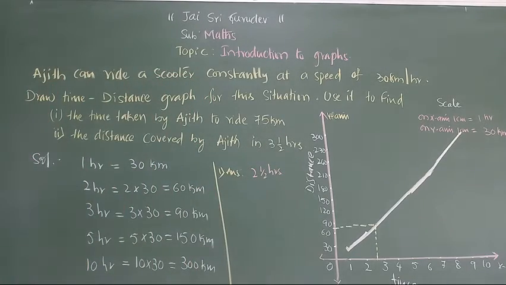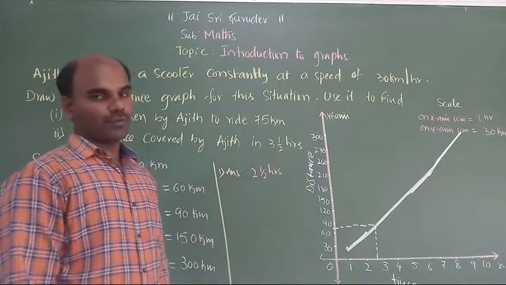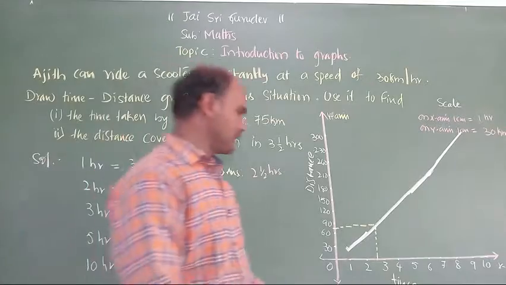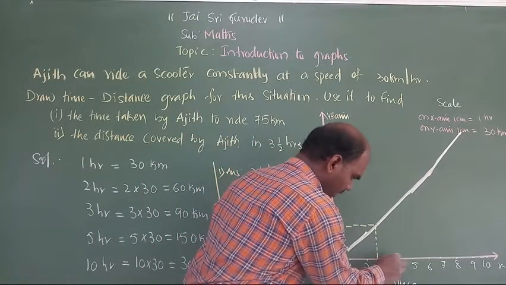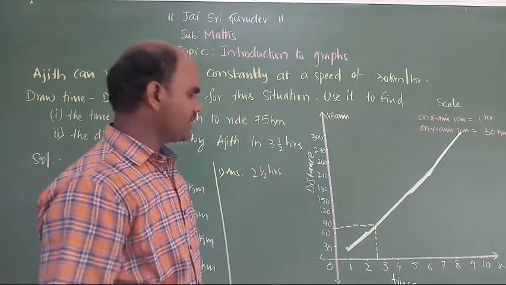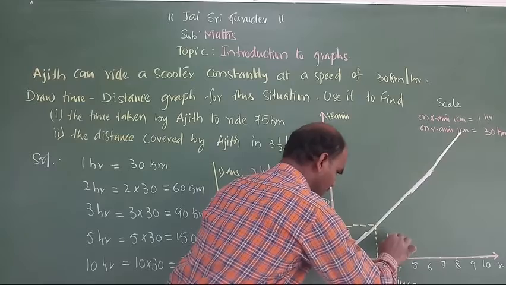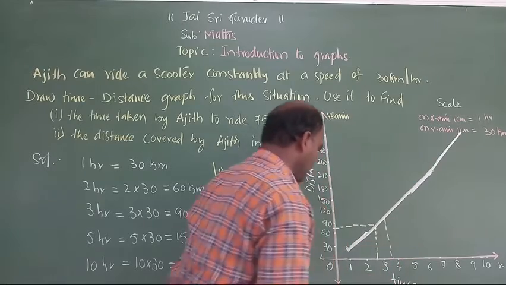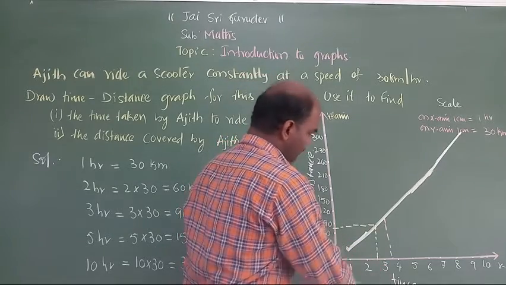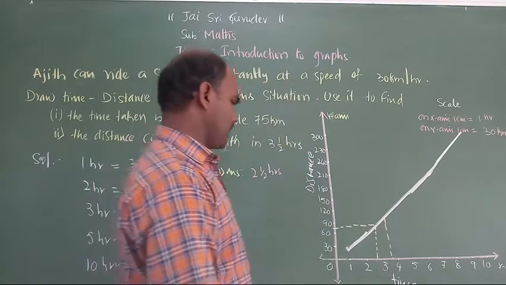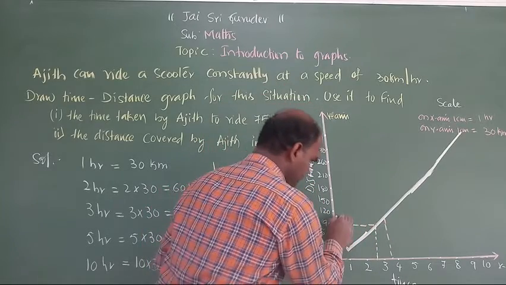Next, the second one. What is the second one, children? The distance covered by Ajit in 3.5 hours. Okay, 3.5 hours. See, children, 3.5 hours is between 3 and 4, which will become the fifth line. Now take the scale and draw the line. So 3.5 hours is 3 at 90 and 15 more will become 105. We should get exactly here.